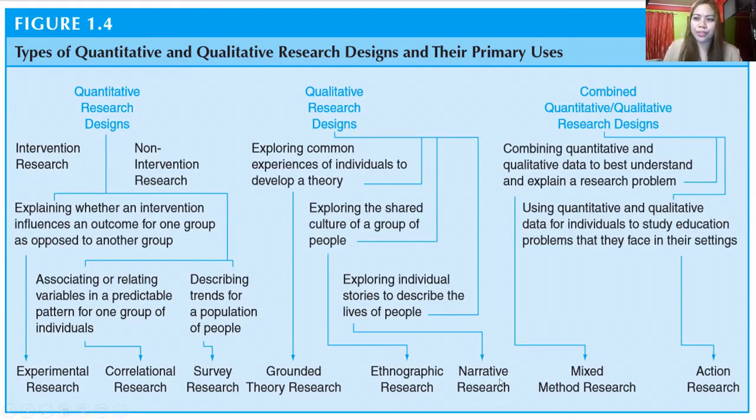Okay, but we can also use a combination of quantitative and qualitative research. When we combine quantitative and qualitative data to best understand and explain a research problem, we use mixed method research. But when we use quantitative and qualitative data for individuals to study education problems that they face in their settings, geared towards a solution for specific issues and concerns, then we do action research. So that is how the process of educational research is.